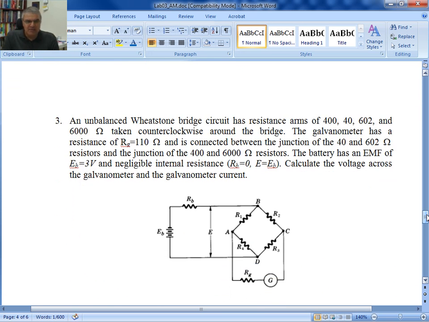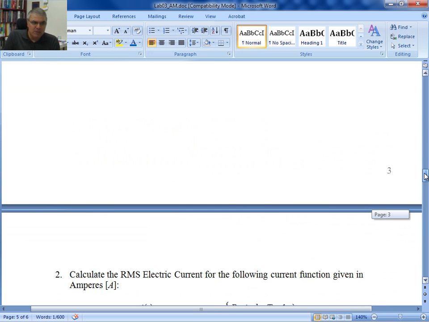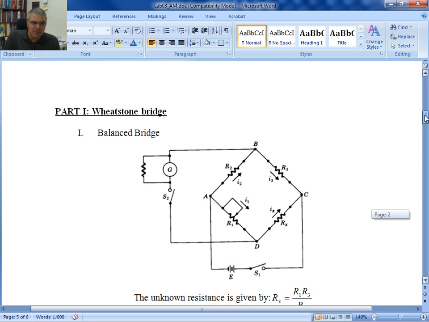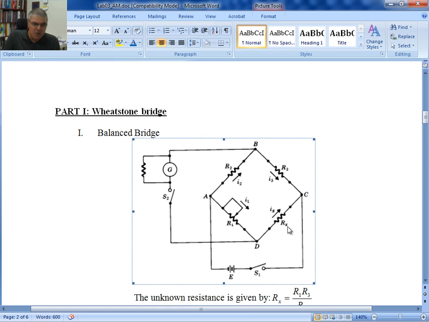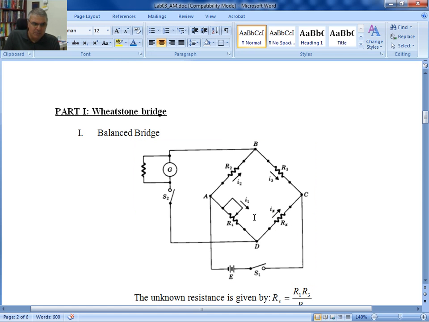This is an unbalanced Wheatstone bridge circuit. It has a resistance arm of 440, 602, and 6,000 ohm. They're taken counterclockwise around the bridge. Let me go back to the bridge now. This is a Wheatstone bridge, as you can see, and we would use this bridge, for example, to find an unknown resistance, knowing R1, R2, R3, R sub X down here, that is unknown. In many cases, we are looking for that particular resistance.